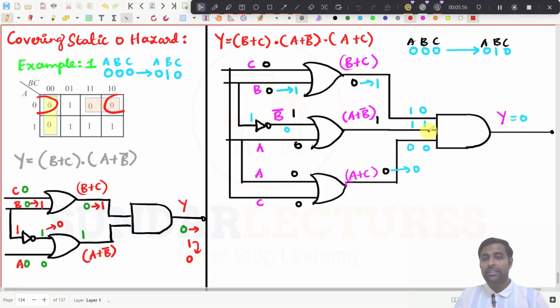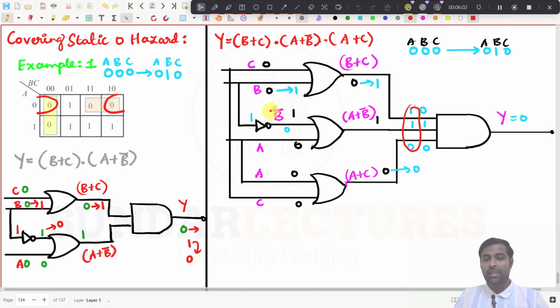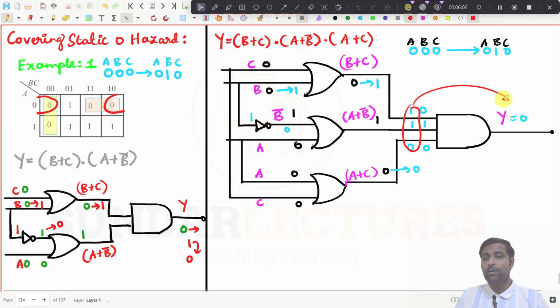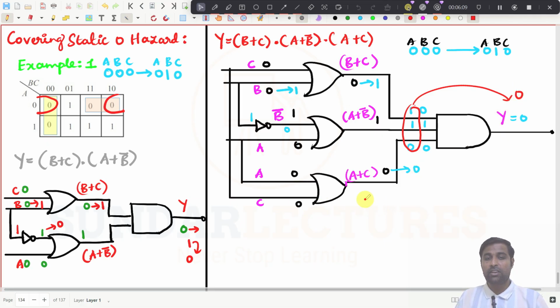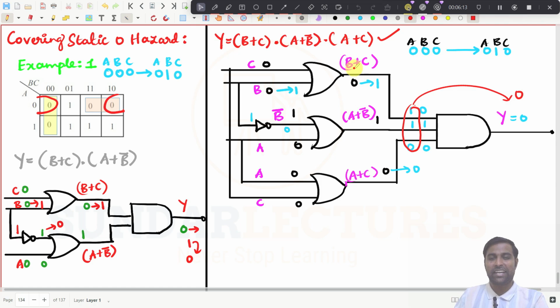So because of this one, during the glitch caused by the propagation delay, the output is maintained at 0. That is what we have added here, multiplied here. So what happens here? The static 0 hazard has been eliminated. So this is the idea.